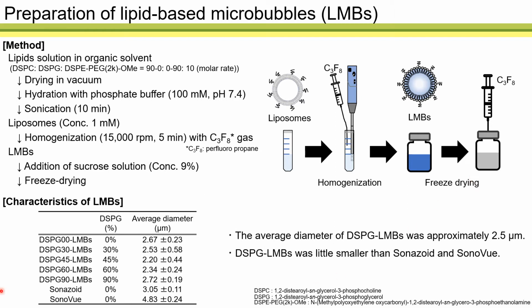These are the characteristics of LMBs. The average diameter of DSPG LMBs was around 2.5 micrometers, and it was a little smaller than Sonazoid and Sonovue.